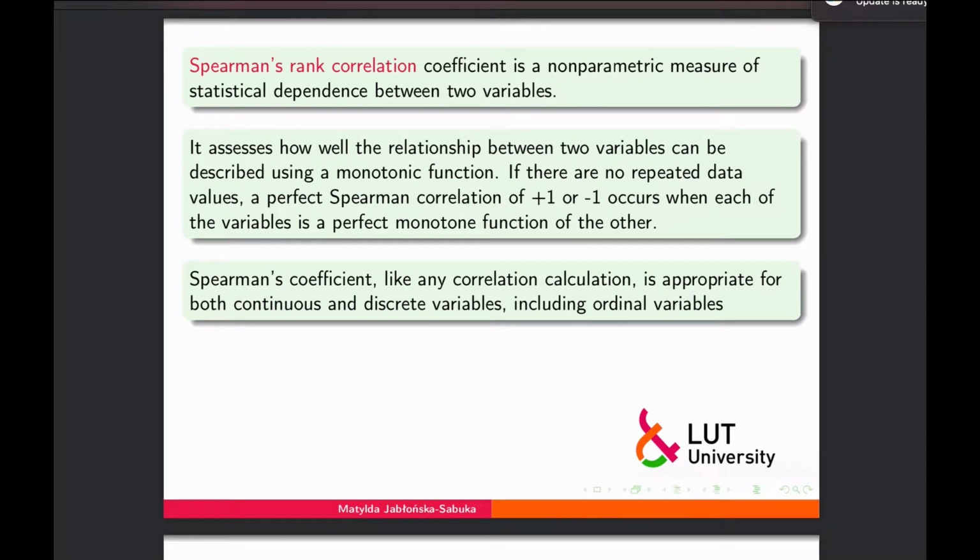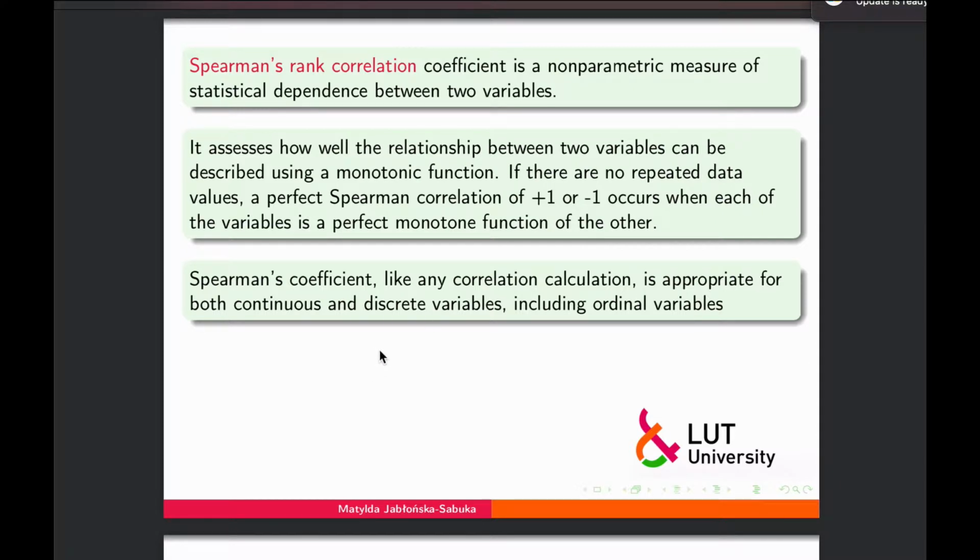So this is a coefficient which is a non-parametric measure of statistical dependence between two variables. And it assesses how well the relationship between two variables can be described using a monotonic function. If there are no repeated data values, then a perfect Spearman correlation of +1 or -1 occurs when each of the variables is a perfect monotone function of the other. And Spearman's coefficient, like any other correlation calculation, is appropriate for both continuous and discrete variables, including ordinal variables.